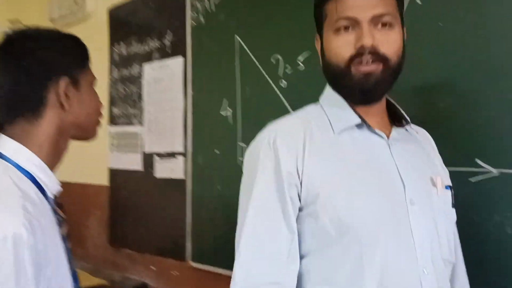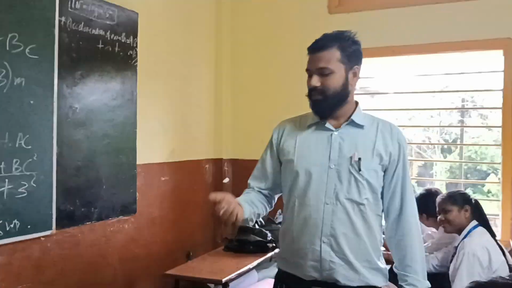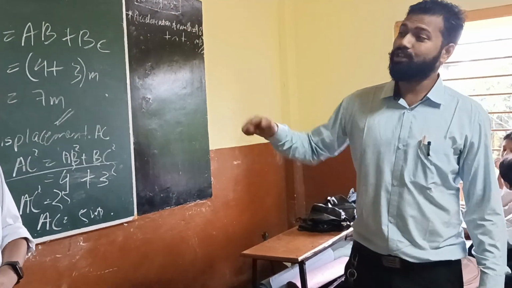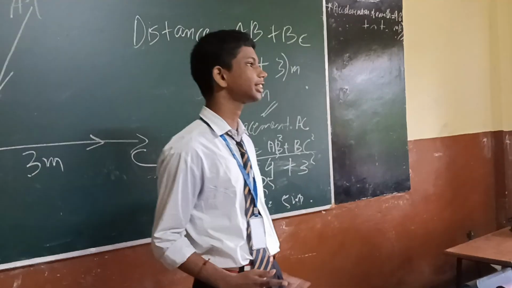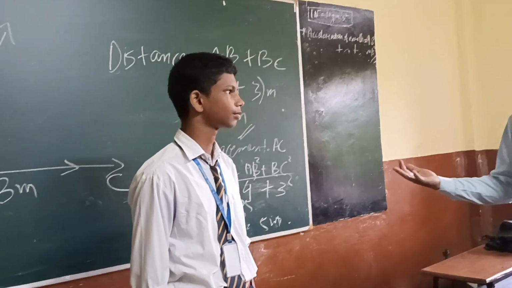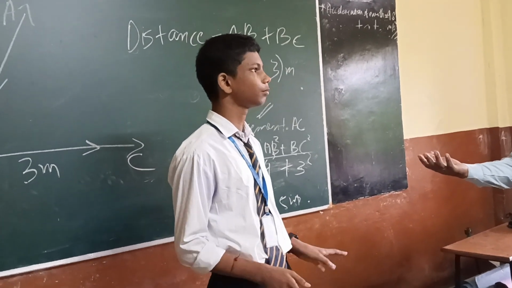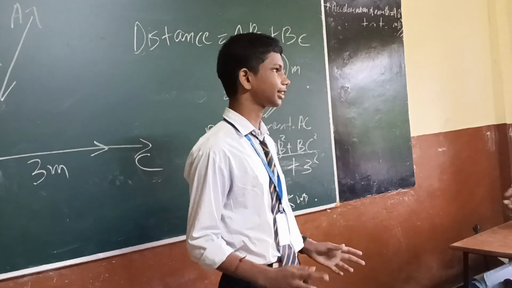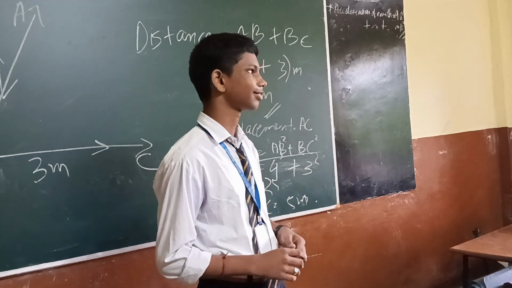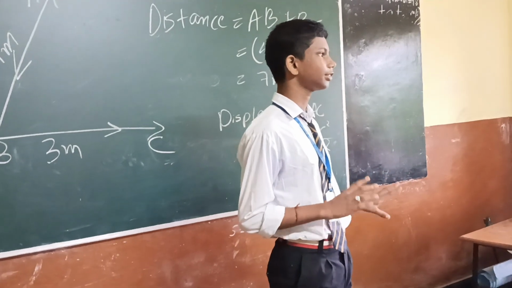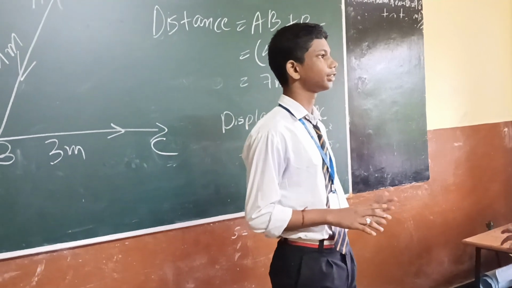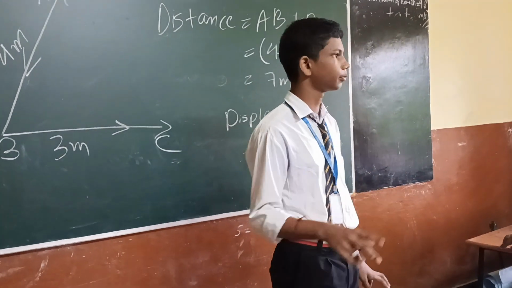Okay, first question from Amit Sarkar. Displacement is 0 and distance also 0. In that situation the object is at rest. Both distance and displacement will be 0 as the object is at rest. But if the object was not at rest, it cannot happen. Displacement can be 0, but distance cannot be 0 if the object is moving.